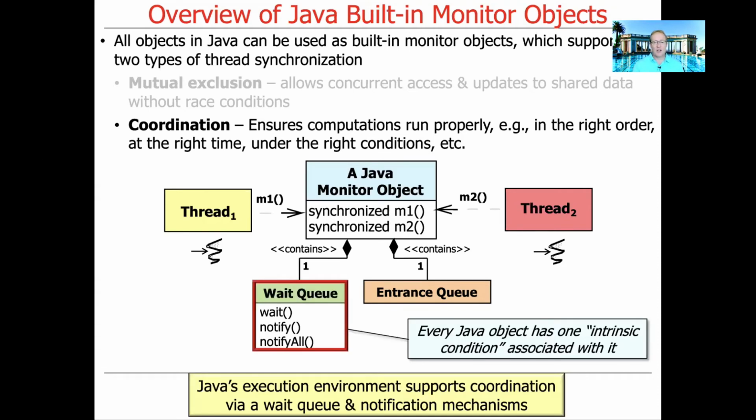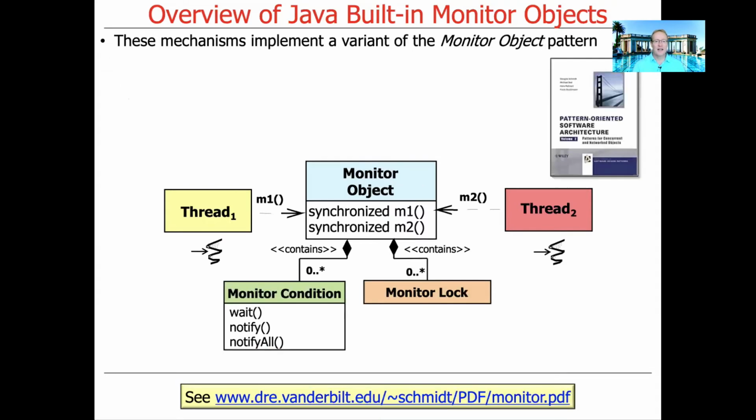Every Java object has an intrinsic condition, although it's not really called that, but that's what I call it to match the intrinsic lock. It has an intrinsic condition associated with it. And Java's execution environment, again, a virtual machine or the Android runtime, supports coordination by using a wait queue and a couple of different notification mechanisms. So those are the basic synchronization capabilities that are built in to every Java object, whether you know it or not, and whether you use it or not.